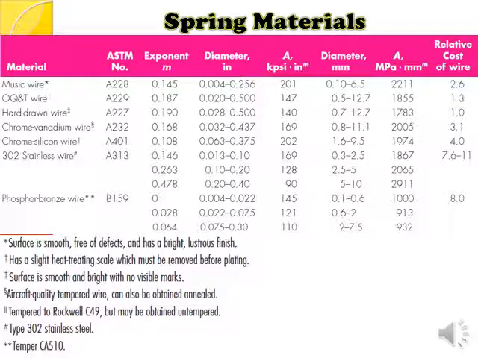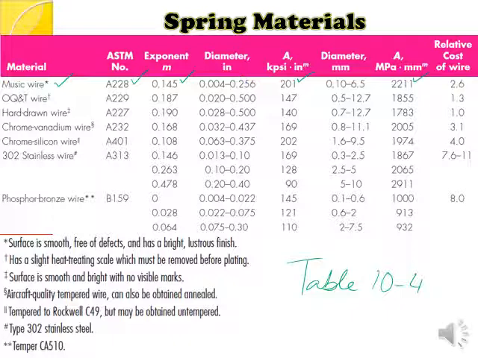So if you look at over here now, this is table 10.4 in your book. Now you see over here, this is the music wire. This is the ASTM number. This is the exponent M, and this is the coefficient A, if it is in FPS unit or if it is in SI unit.